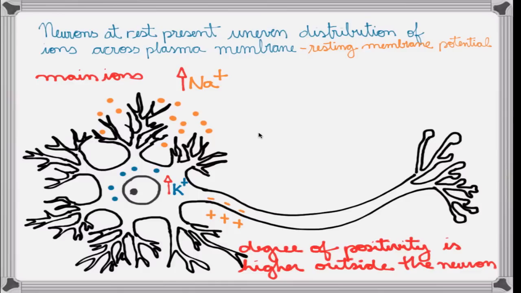So this is a cell at rest, and we want to somehow modify this polarity. You can actually get the resting membrane potential to be disrupted. And if you want to disrupt this resting membrane potential, you're going to have to do that via ionic flow, modifying the quantities of sodium and potassium that you have inside and outside that neuron.